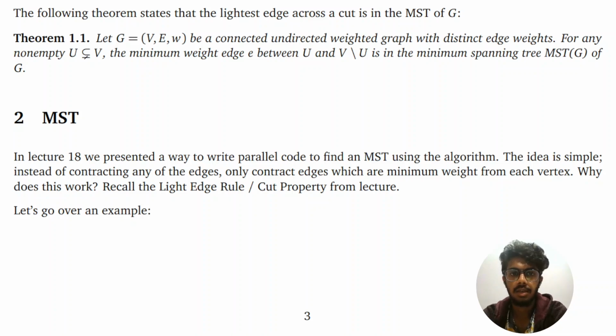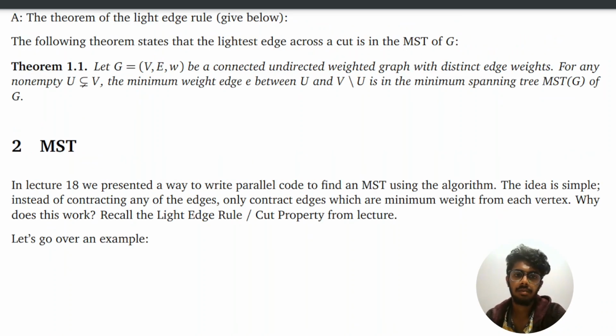Let G = (V, E, W) be a connected undirected weighted graph with distinct edge weights. For any non-empty U, which is a proper subset of V, the minimum weight edge e between U and V \ U is in the minimum spanning tree (MST) of G.